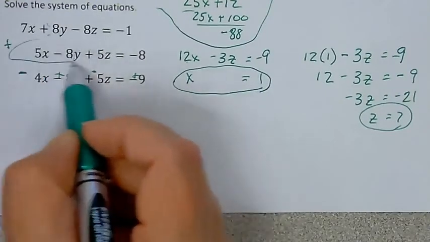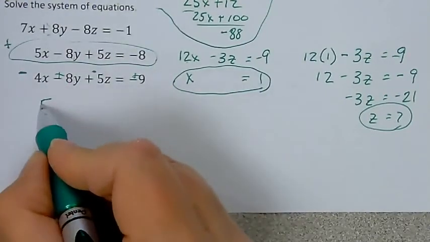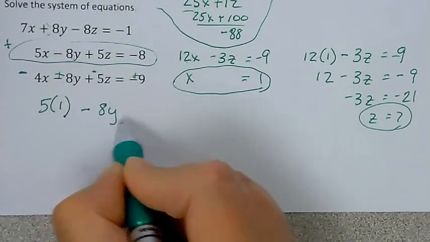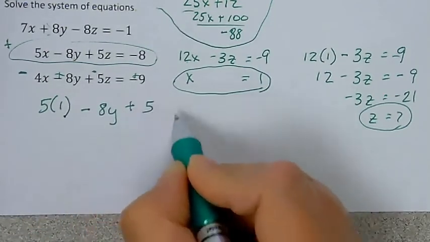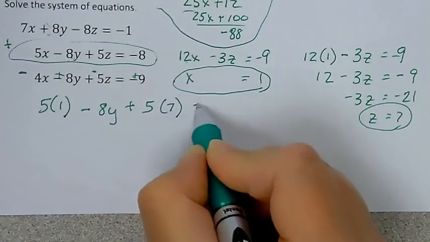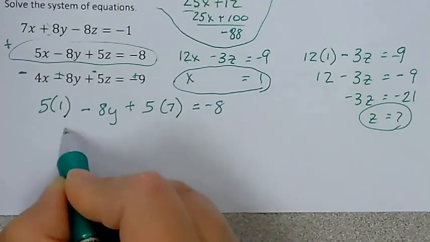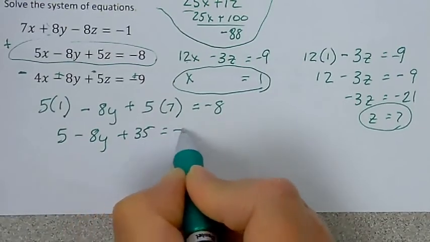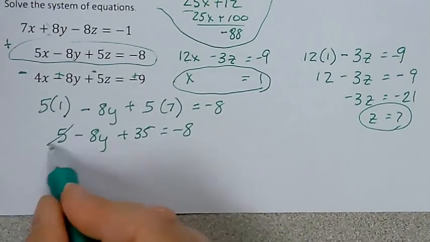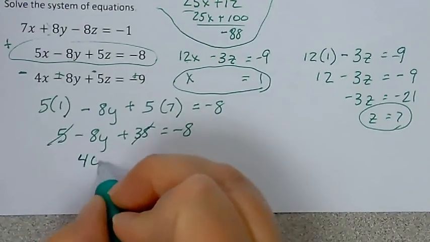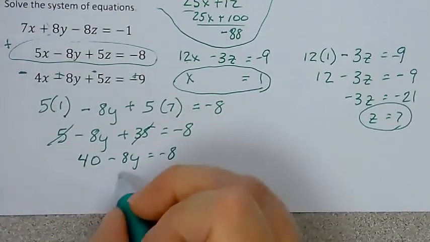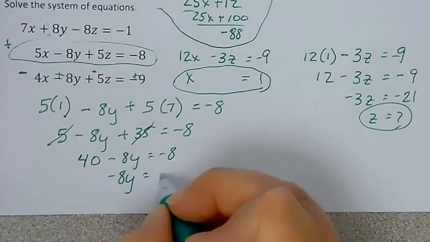So 5 times 1 minus 8y plus 5 times 7 equals negative 8. 5 minus 8y plus 35 equals negative 8. 5 and 35 is 40. Subtract 40 from both sides. So y equals 6.